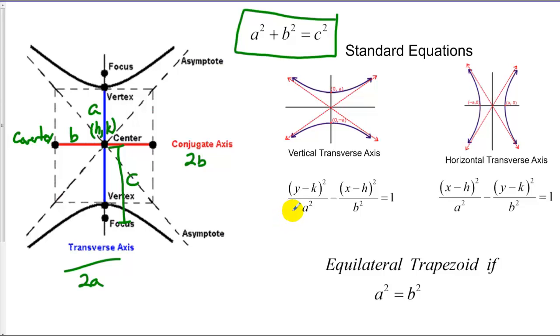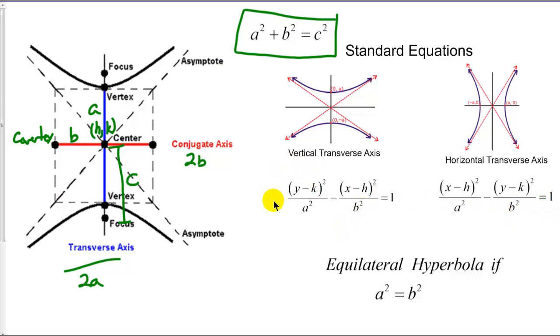Relative to the equations of each of these, if I have a vertical transverse axis, which means my hyperbola is going up and down, (y minus k) squared over a squared minus (x minus h) squared over b squared is equal to 1. For a horizontal transverse, in other words, a hyperbola that opens left to right, I have (x minus h) squared over a squared minus (y minus k) squared over b squared equals 1.